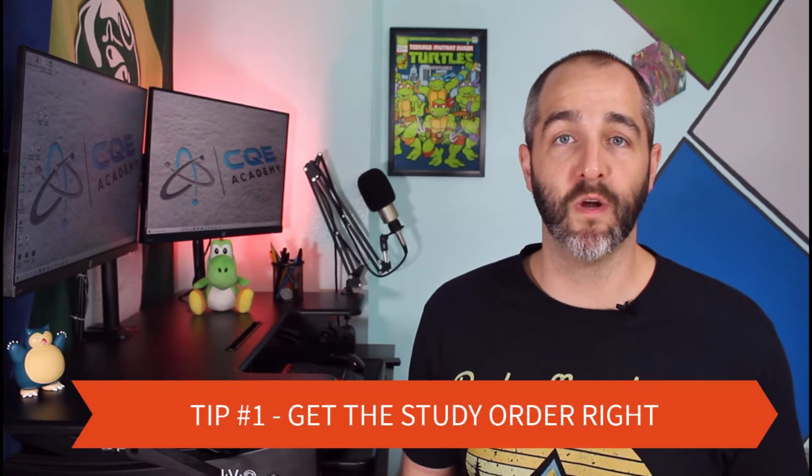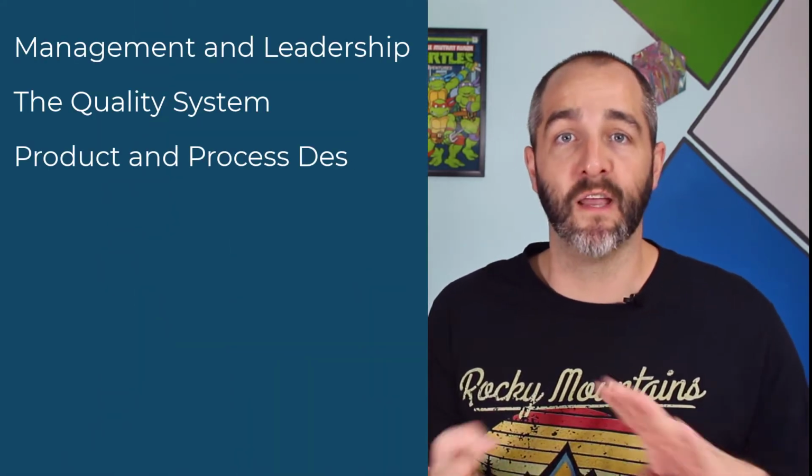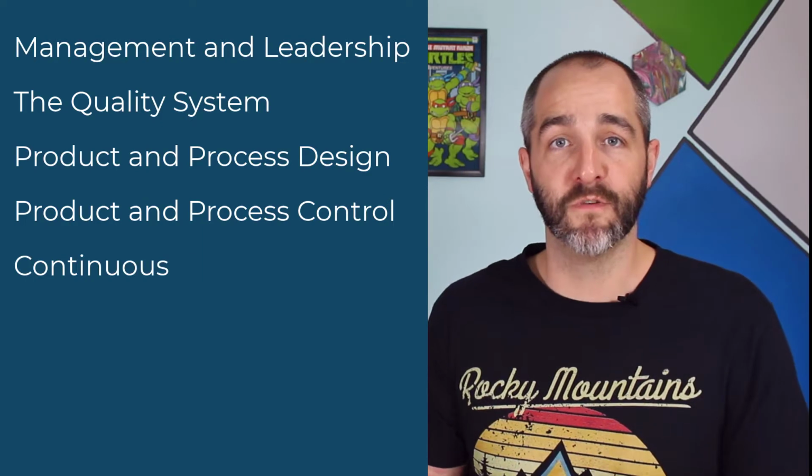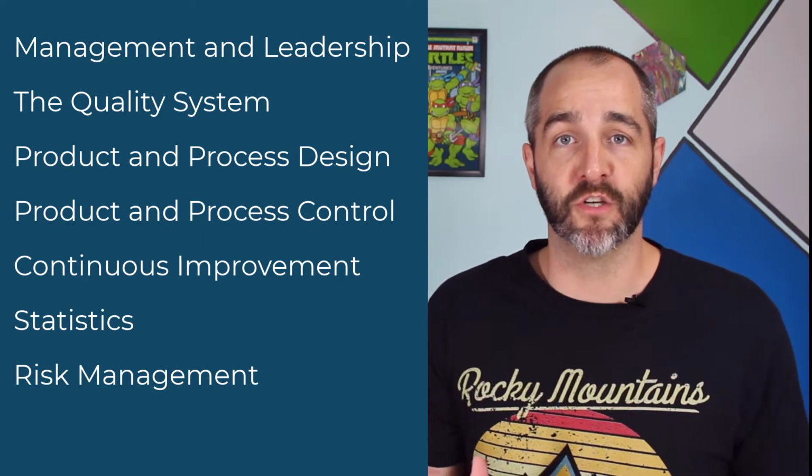All right, so tip number one is to get the study order right. If you look at the CQE body of knowledge, there are 7 pillars: management and leadership, the quality system, product and process design, product and process control, continuous improvement, statistics, and risk management. The mistake I made when I was new to this journey is that I just bought a resource and opened it up to page 1, which was management and leadership, and I read sequentially through the book, and it just goes right down the body of knowledge.